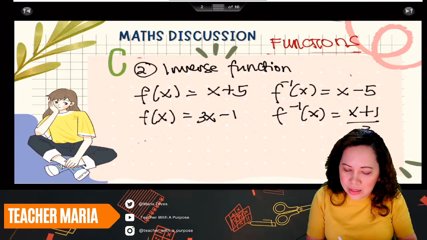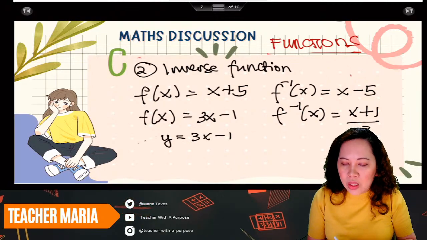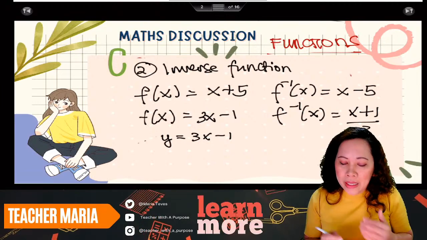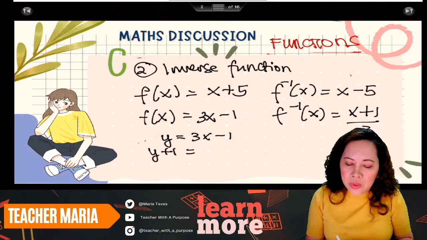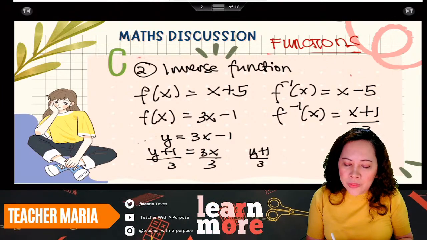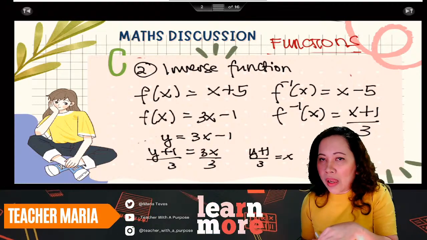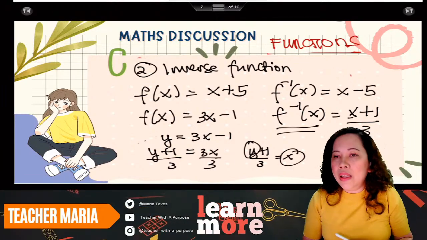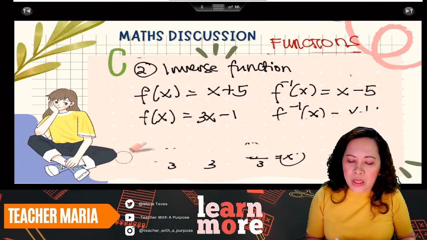So all you need to do is change this f of x to y equals 3x minus 1, and then make x your subject. So you transfer 1 to the other side. That's y plus 1 equals 3x, and then divide it by 3. That will be y plus 1 over 3 equals x. And then when you write it down, make your x your y and y your x. So your inverse function will be x plus 1 over 3. Okay, let's do another example for inverse.